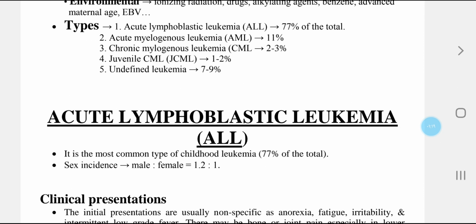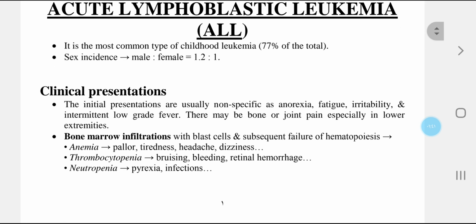Now we'll talk about the most common type of leukemia, which is acute lymphoblastic leukemia. It is the most common type of childhood leukemia, representing 77% of the total. Sex incidence is male to female equal to 1.2 to 1. Clinical presentation. The initial presentations are usually non-specific as anorexia, fatigue, irritability, and intermittent low-grade fever.